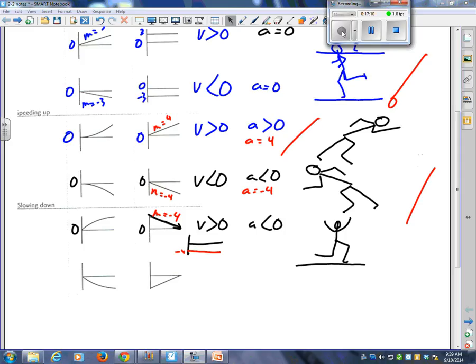Peyton's asking, is this person slowing down in the positive? Are you asking if they're facing to the right? Yeah, because here's where the origin is, right? So they're traveling in the positive region of displacement, and the velocity is greater than 0. So absolutely, they must be to the right of the origin.